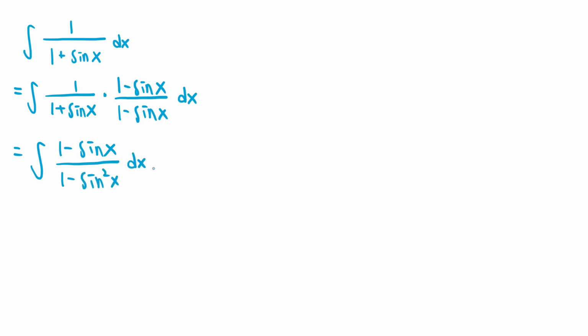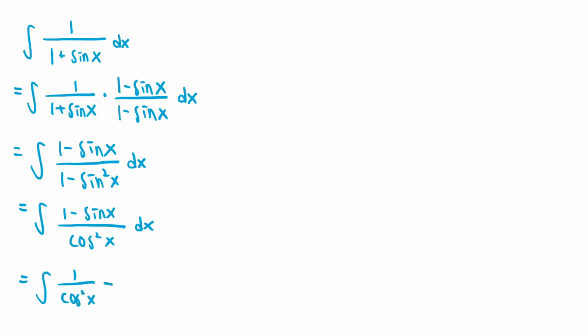We can use the Pythagorean identity 1 minus sine squared x equals cosine squared x to rewrite this as the integral of 1 minus sine of x over cosine squared of x dx. We can also split the fraction, so this becomes the integral of 1 over cosine squared of x minus sine of x over cosine squared of x dx.